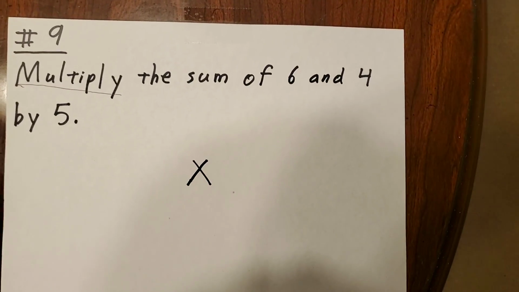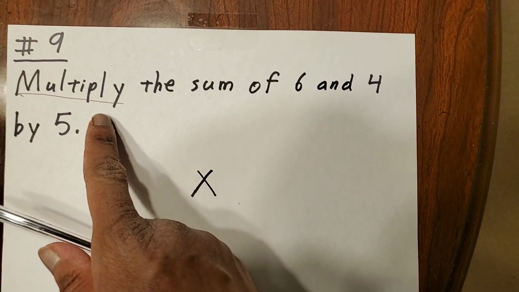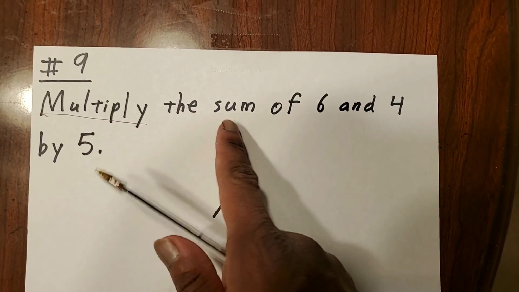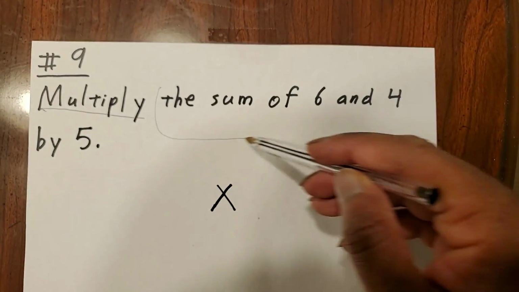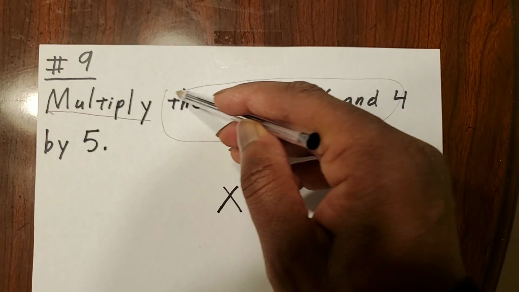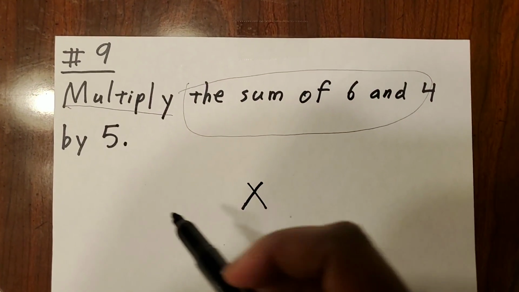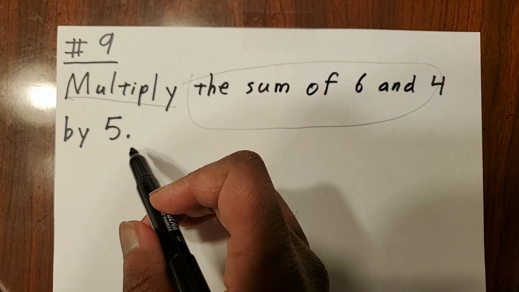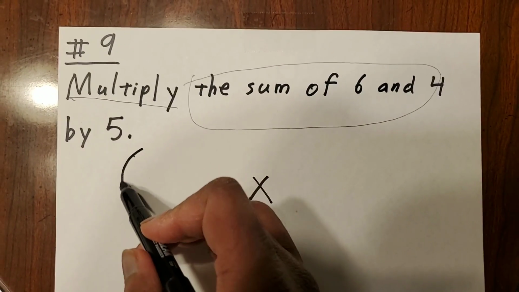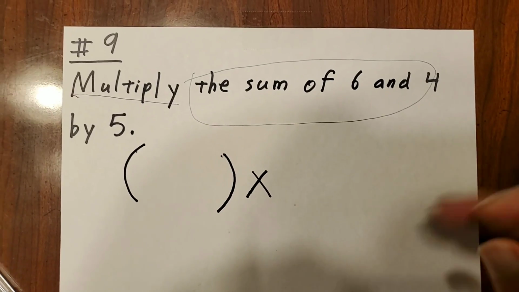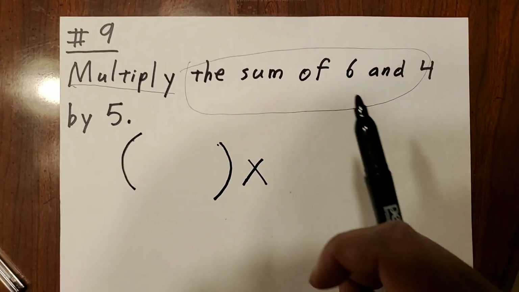Okay, so what is this? It's asking us to multiply something. It's saying to multiply what? The sum of 6 and 4. So it's telling us to multiply another part. Let's put this part over here. So since it's asking us to multiply another part, let's put this parentheses right here.